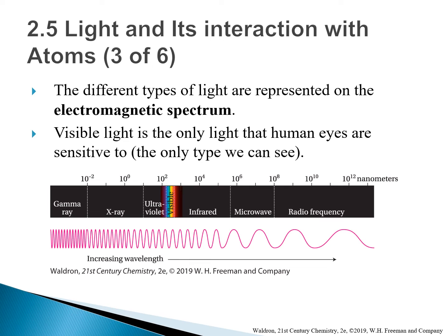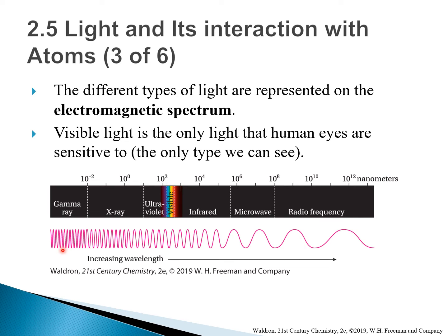The visible light region is the only narrow region on the spectrum that our human eyes are sensitive to. As you can see from the left-hand side, we have gamma ray, X-ray, ultraviolet light, and then the visible regions start from purple, blue, yellow, red, and then continue to infrared, microwave, and then radio wave.